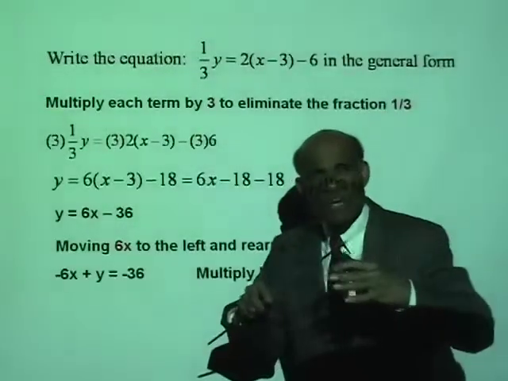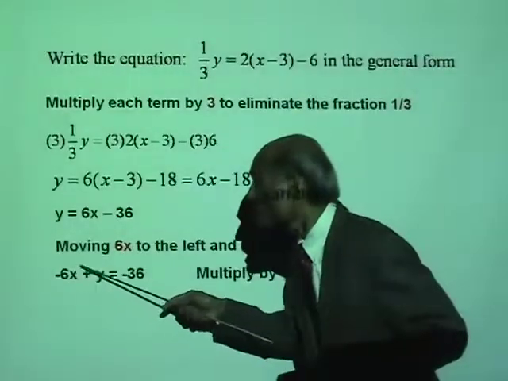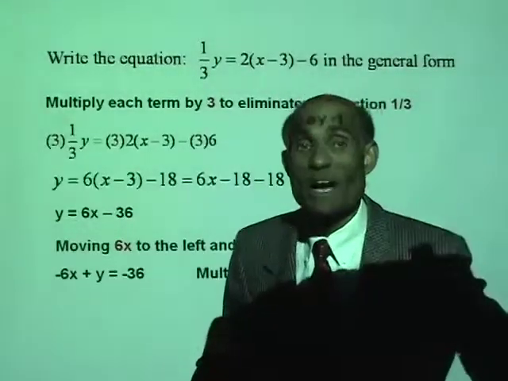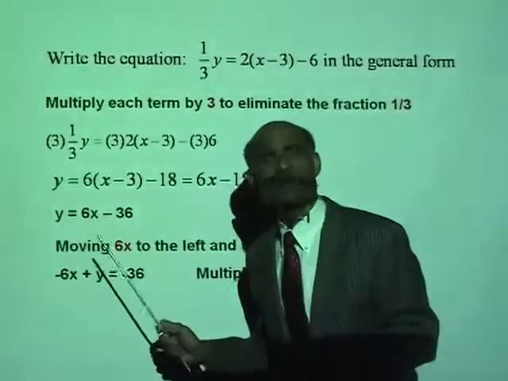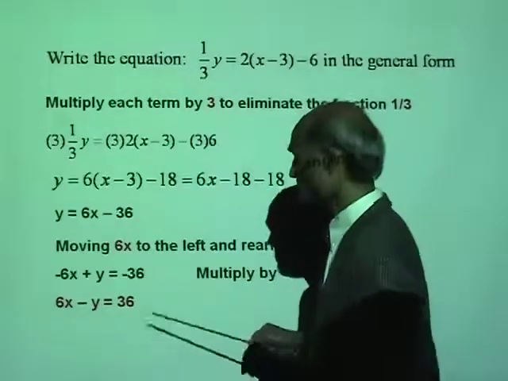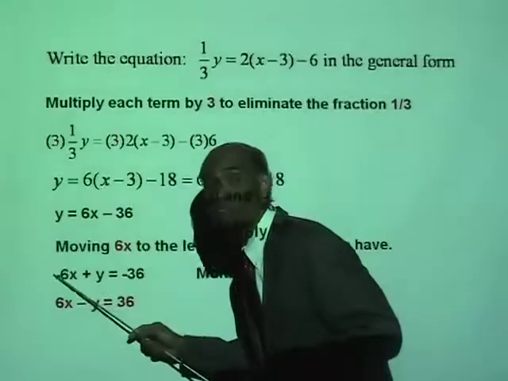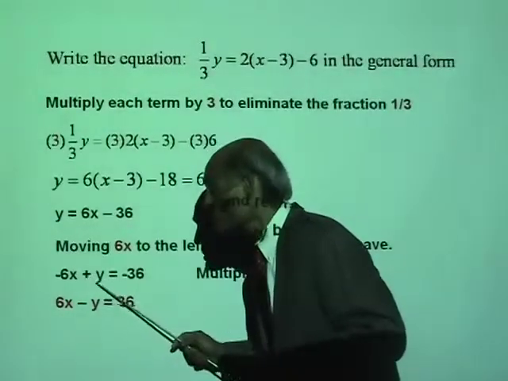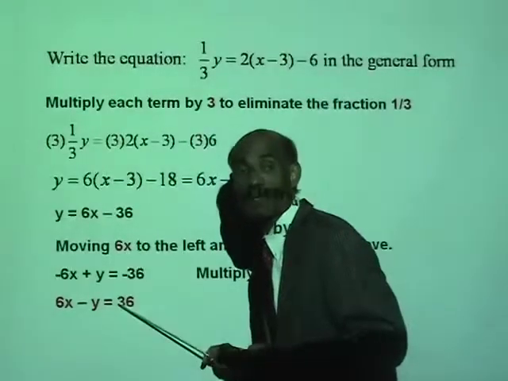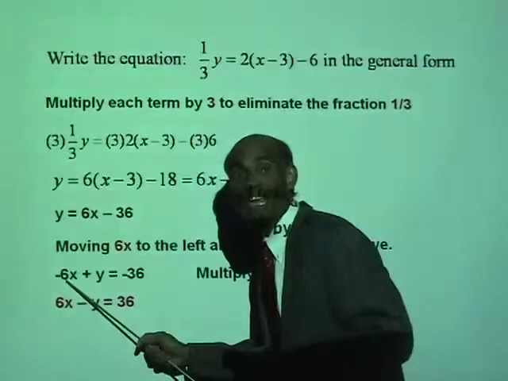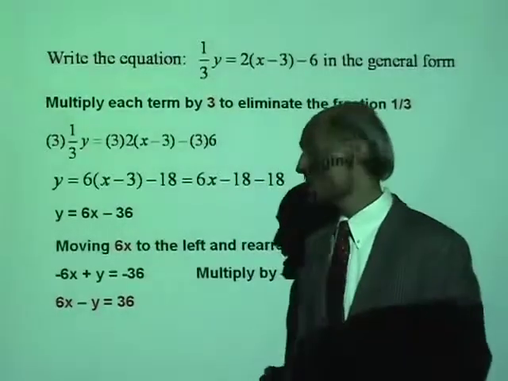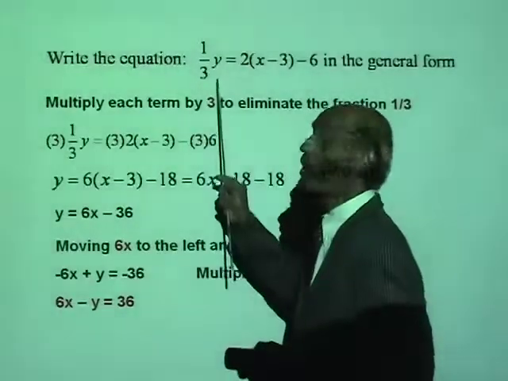Now, to make the equation look a little better, we multiply each term by negative 1. Now remember, when you multiply an equation by a number, you need to multiply each term. Why have I decided to multiply by a negative 1? So as to make this term positive. That will be negative 1 times negative 6x, makes it positive 6x. Positive y times negative 1 will make it negative y. And negative 36 times negative 1 will give you positive 36. I multiplied each term of the equation by negative 1, which then gave me this 6x minus y equal to 36. Now this is the general form of that equation.